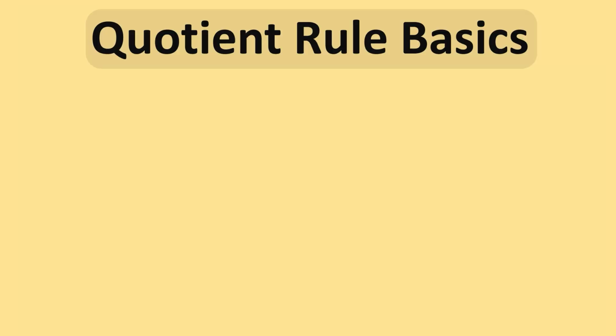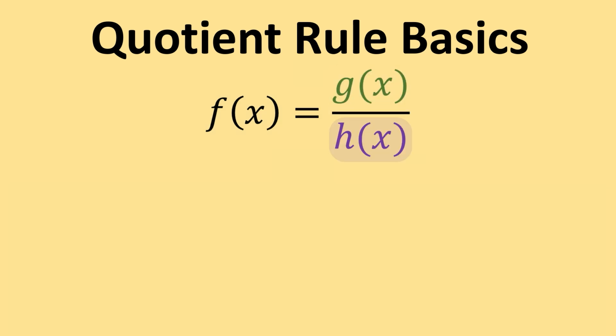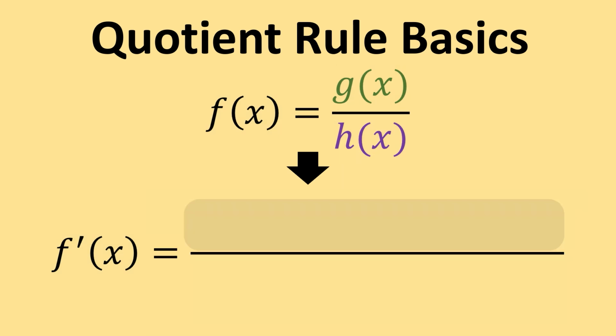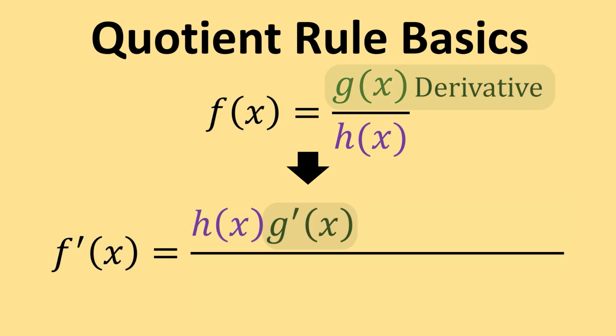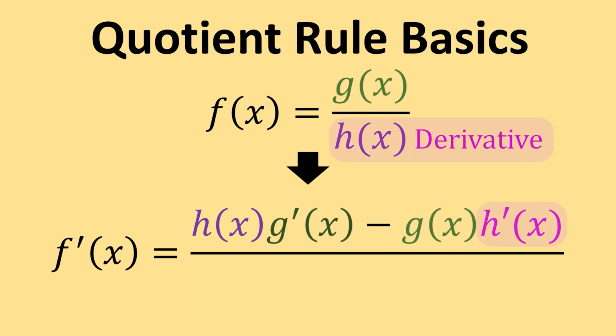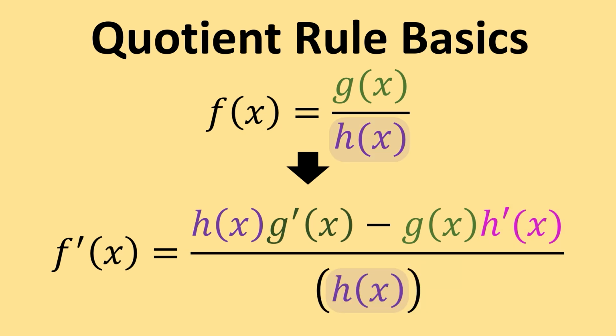We use the quotient rule when your function can be written as one function divided by another. In other words, our function f of x here can be written as g of x divided by h of x. And the quotient rule is, if I want to take the derivative of a function of this form, in the numerator, I take the bottom function times the derivative of the top function minus the top function times the derivative of the bottom function, and I divide that by the bottom function squared.